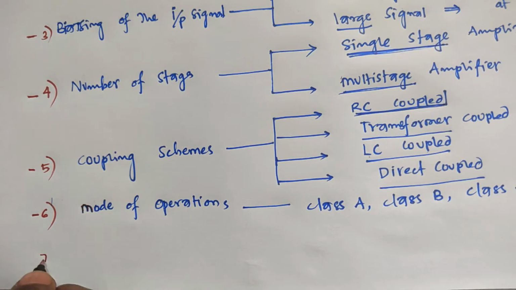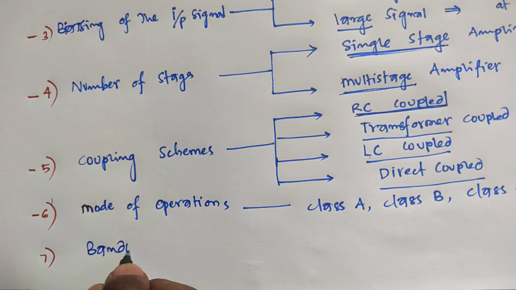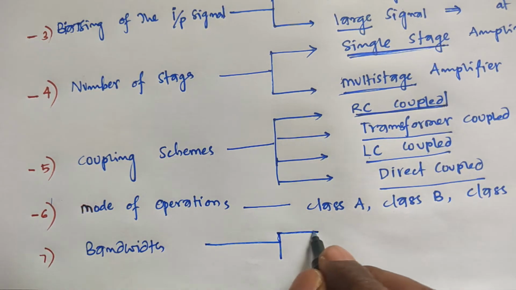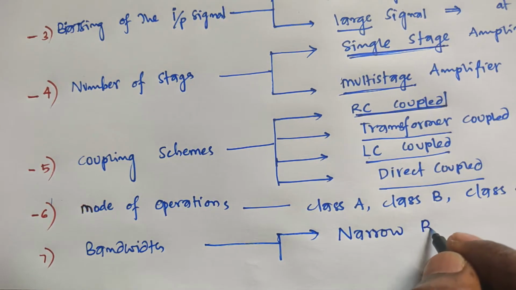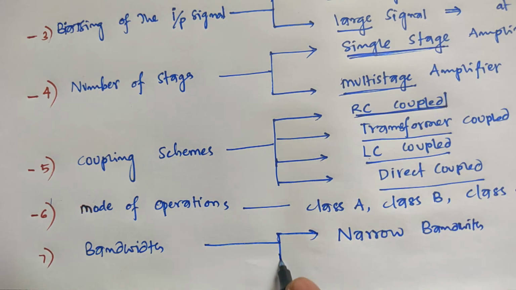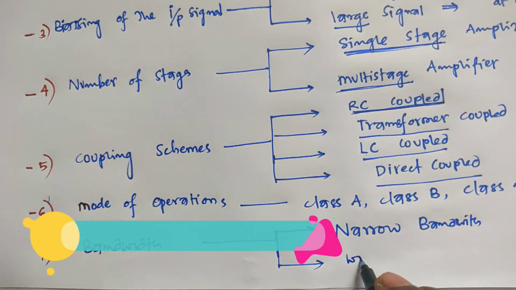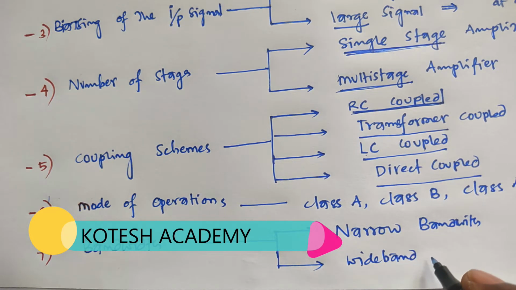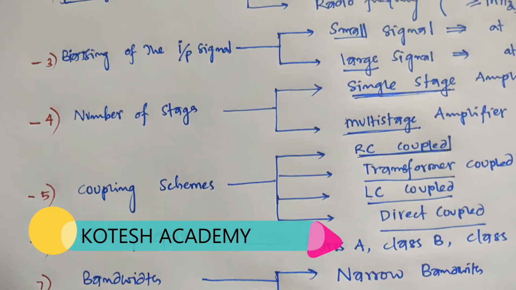And the seventh one is purely based on bandwidth. This bandwidth can be segregated into two types. One is narrow bandwidth, where the region between the higher cutoff and lower cutoff frequency is low. If the region between the higher cutoff and lower cutoff frequency is very high, that is nothing but wideband bandwidth. So there are different types of classifications.